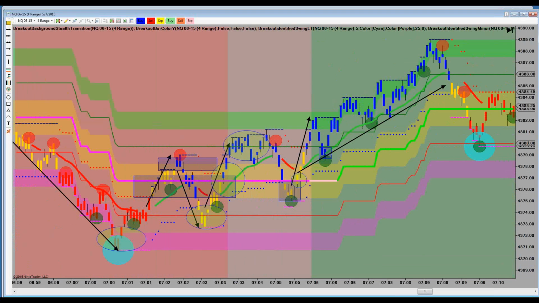Anybody want to see crude oil? Any crude traders in here? Anybody want to see crude oil? All right, I'll drag it down. I got a chart right up here.